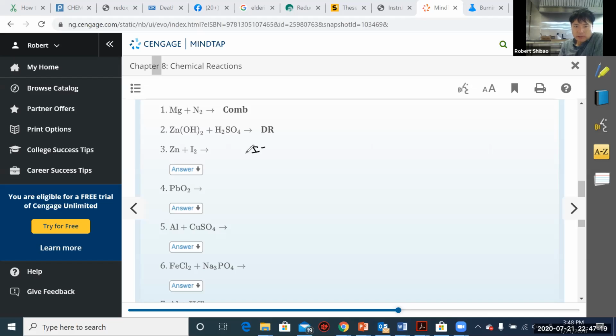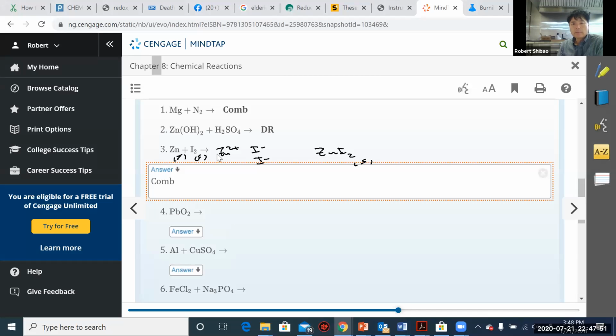Each iodine wants 1 electron. Zinc is capable of losing 2, so I'll need 2 iodides. I expect to form ZnI2. There's no water around here, it looks like. You know, this looks solid. Iodine is solid. And so this is solid. Oh, combo.